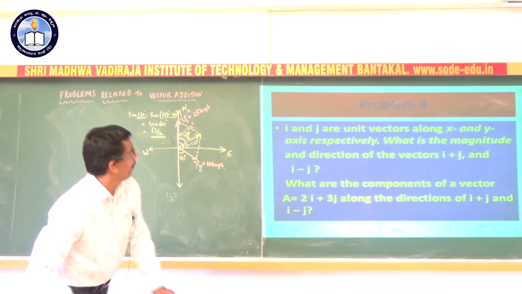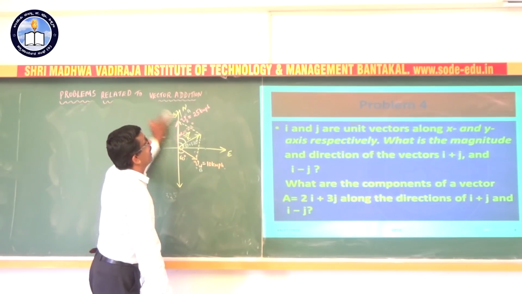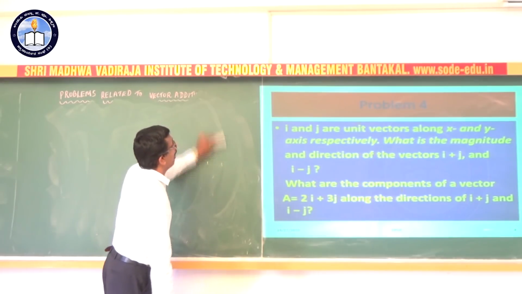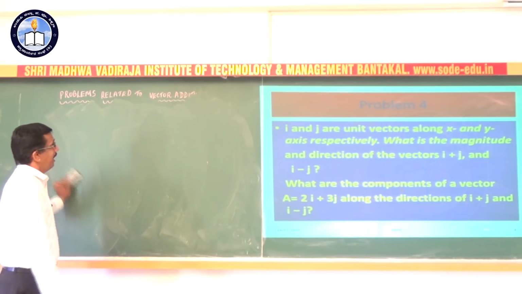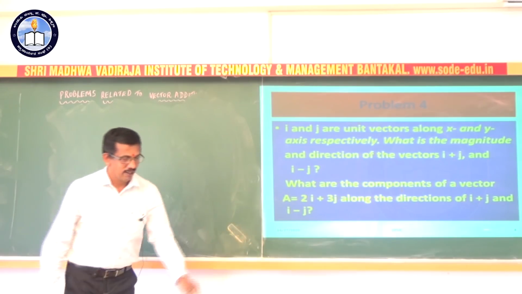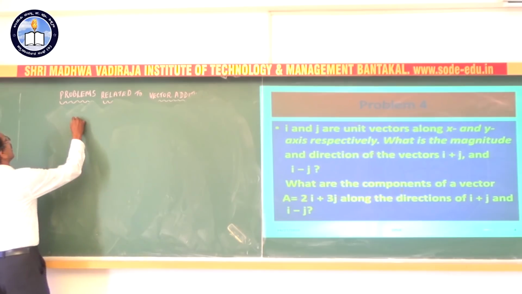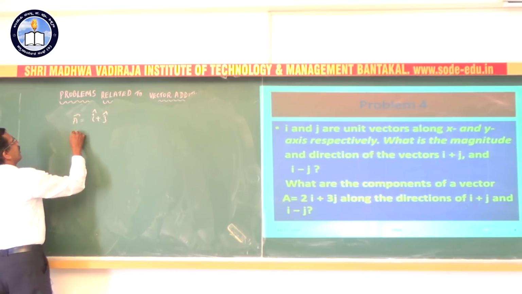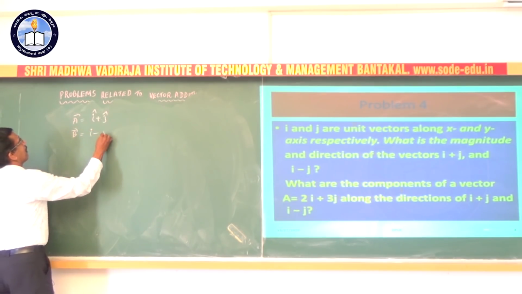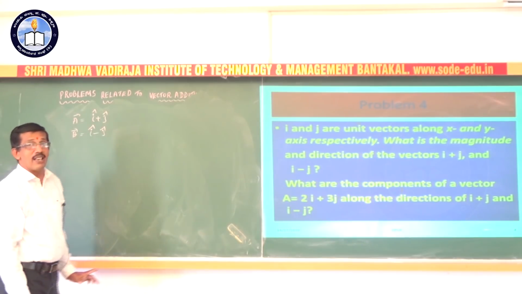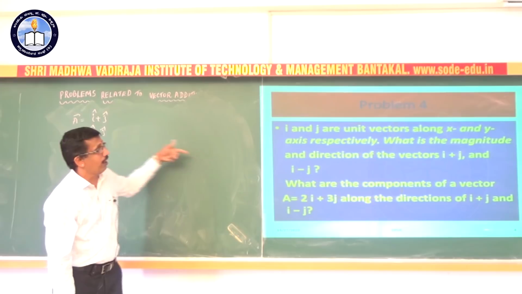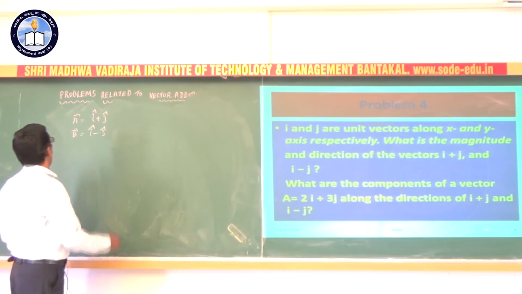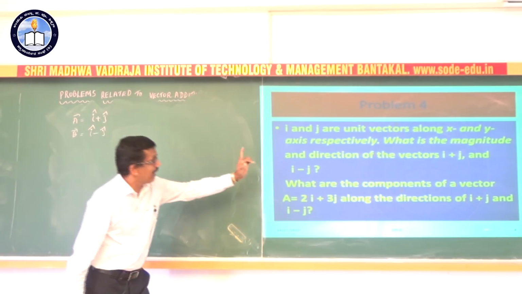Problem number 4. i and j are the unit vectors along x and y axis respectively. What is the magnitude of i plus j and i minus j? They have given one vector A as i plus j and B as i minus j, where i is the unit vector in the direction of x axis, j is the unit vector in the direction of y axis. So what they want is, what is the magnitude and direction of the vectors?